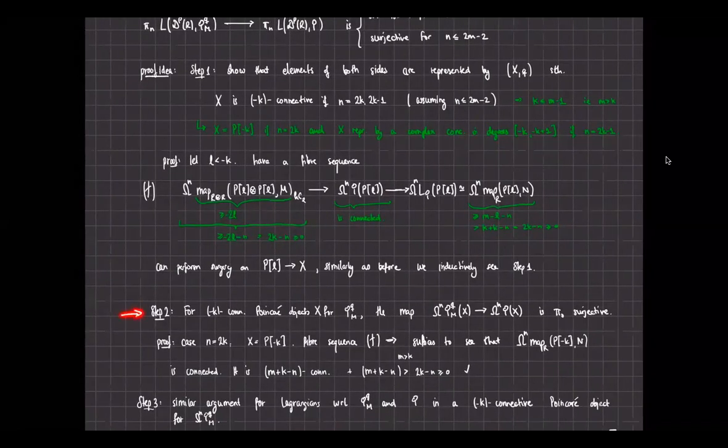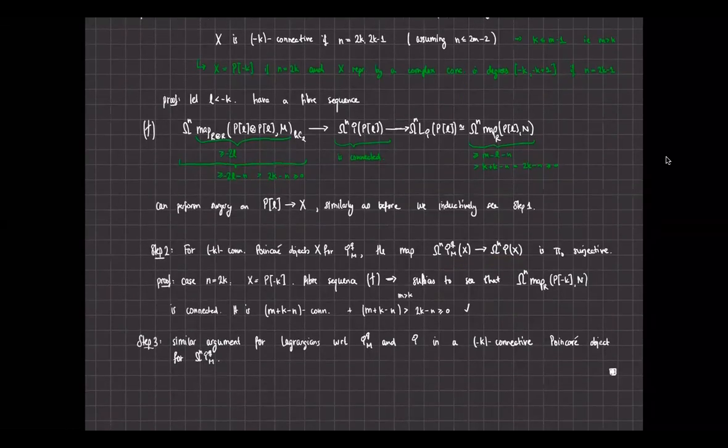Then step 2 will be that for minus k connective such complexes X, the canonical map of honestly quadratic forms to the particular forms given by our Ψ is π zero surjective. So in other words, we can in fact lift any form with respect to Ψ to a form with respect to this Q, provided our complexes have a certain connectivity bound. And then step 3 says that, well, we make a similar argument for Lagrangians. And altogether, this will at least prove surjectivity of the map in question.